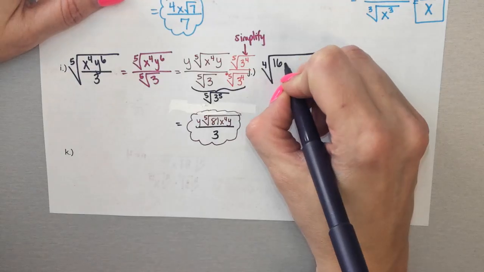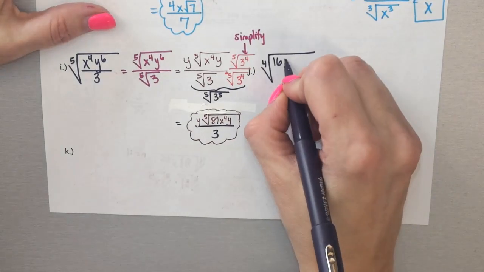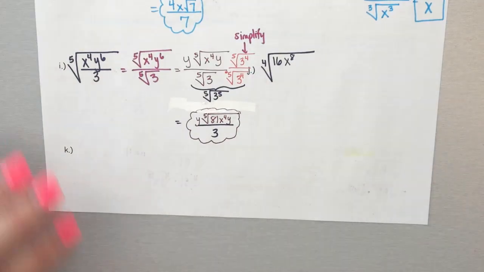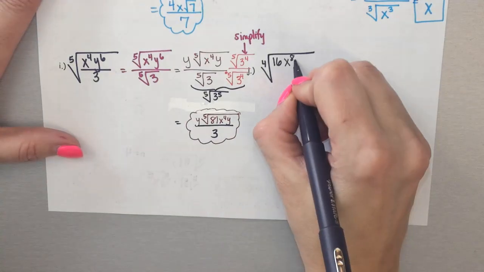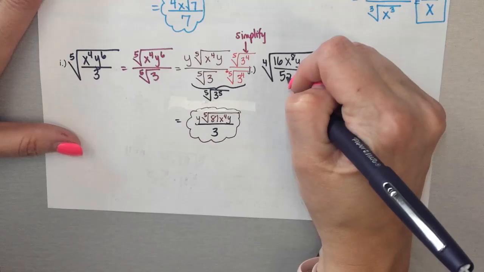There's several problems. This is x to the 8th. So the fourth root of 16 x to the 8th y divided by 5z to the 5th.